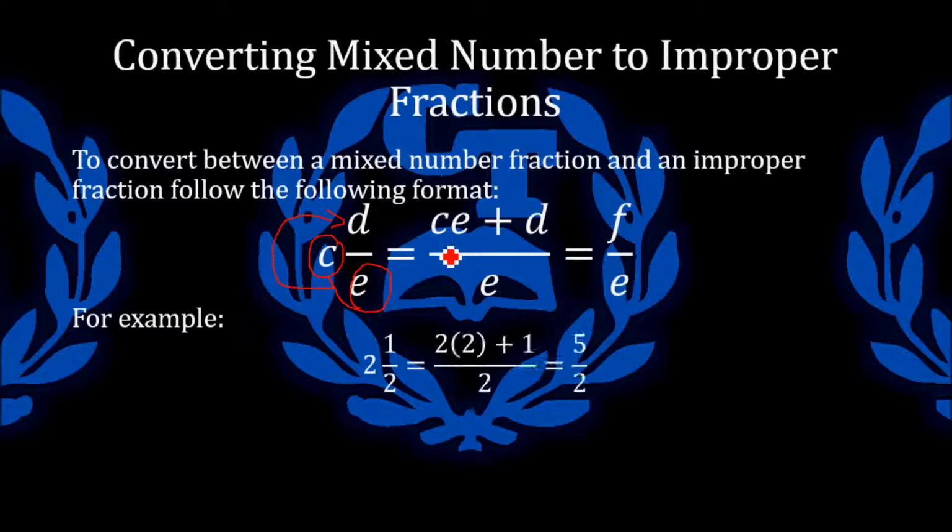For example, if I decided to say 2 and a half and I want to write it as an improper fraction, I would see that the 2 multiplied by 2 will give me 4. That's what I have here. And then the 1 that is on the numerator part will be here. 4 and 1 will be 5, and I will get 5 over 2 as the improper fraction.